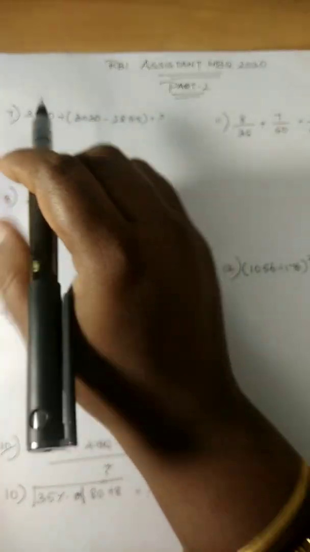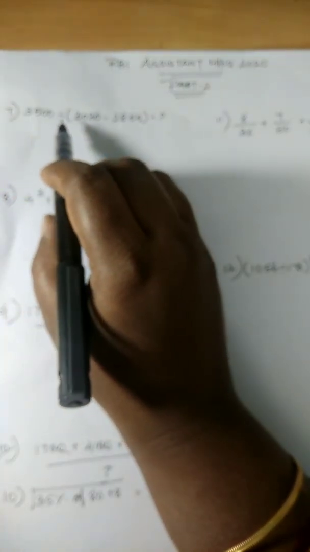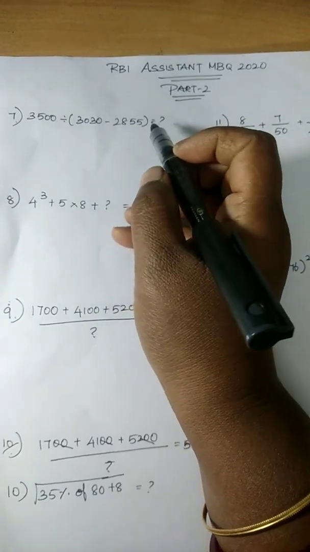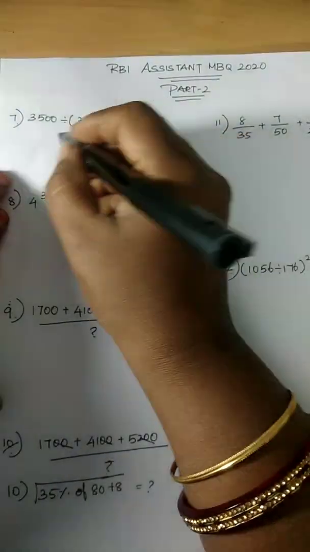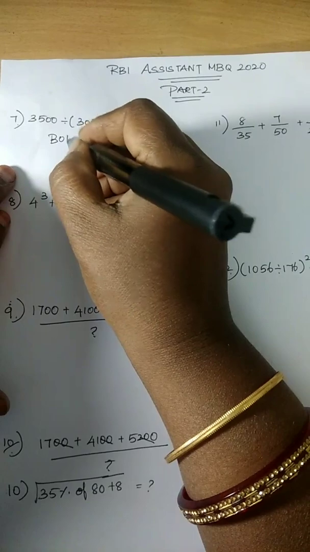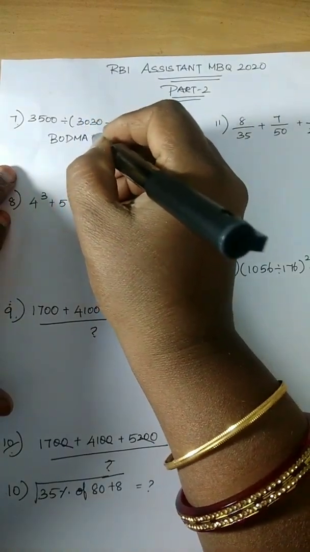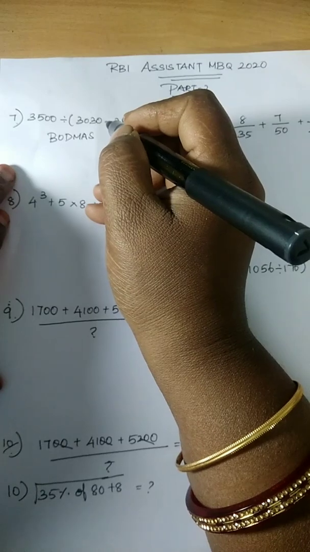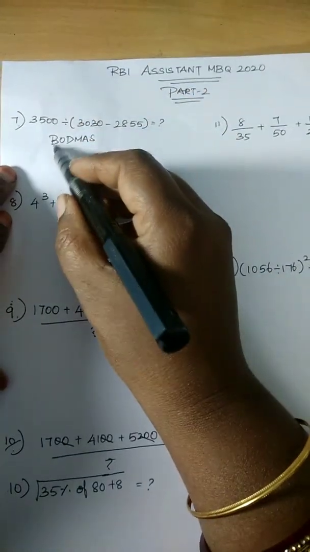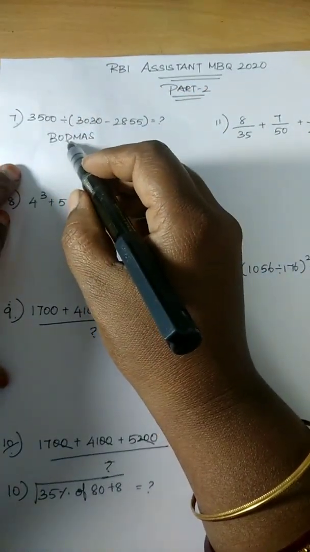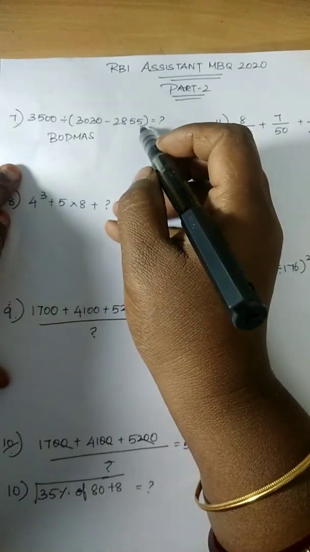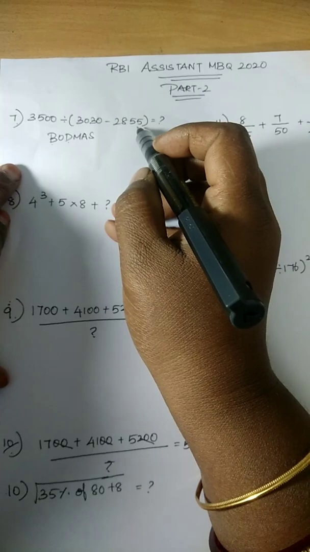Simplification: 35,000 divided by (3030 minus 2855) is equal to question mark. We have to follow the BODMAS rule, so don't forget it. In simplification, we have to use the BODMAS rule to find the correct answer. So, bracket first. We have to calculate the answer which is present inside the bracket.